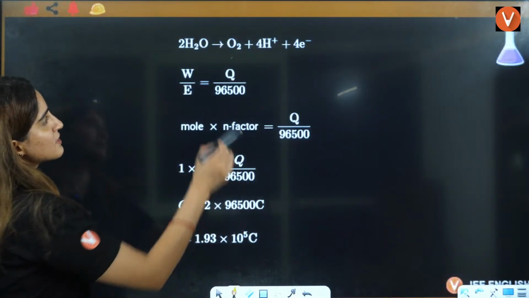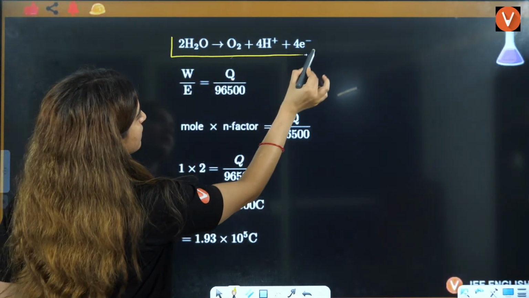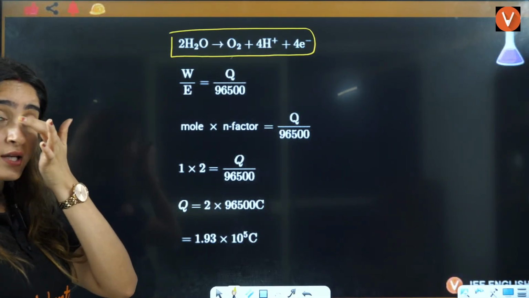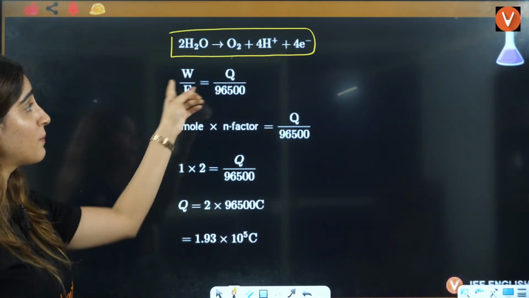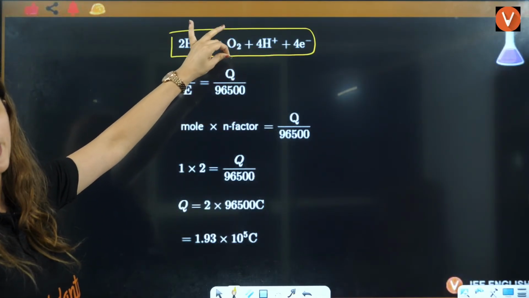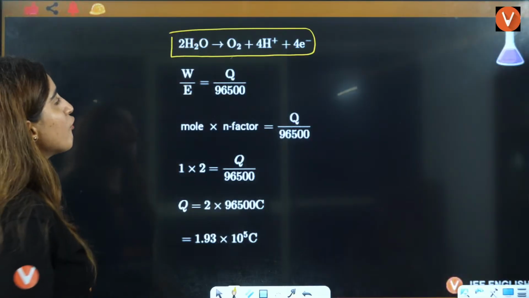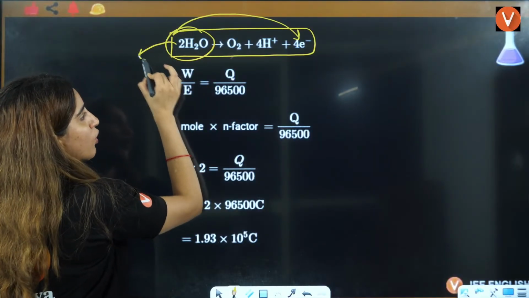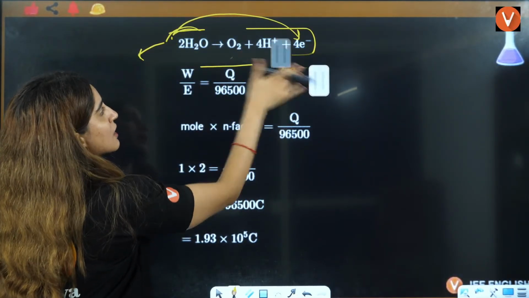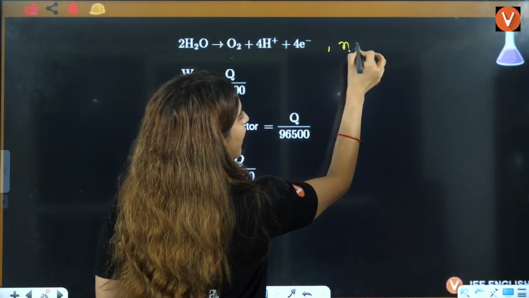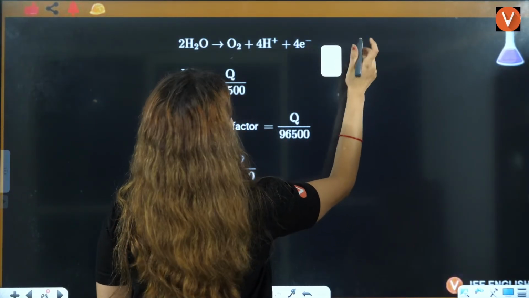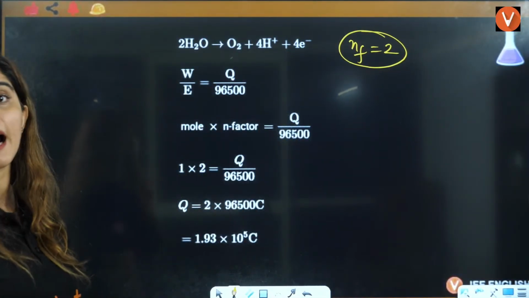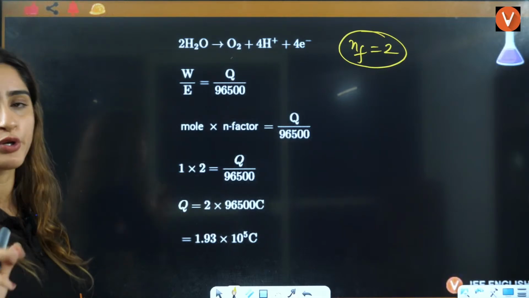See, simple thing is that we have this particular thing here. This is the oxidation of water. If you remember, I also told you the oxidation potential is minus 1.46 here. Now for 2 moles, 4 electrons will be lost. So for 1 mole, 2 electrons will be lost. That's why we can say the N factor for 1 mole is going to be 2.